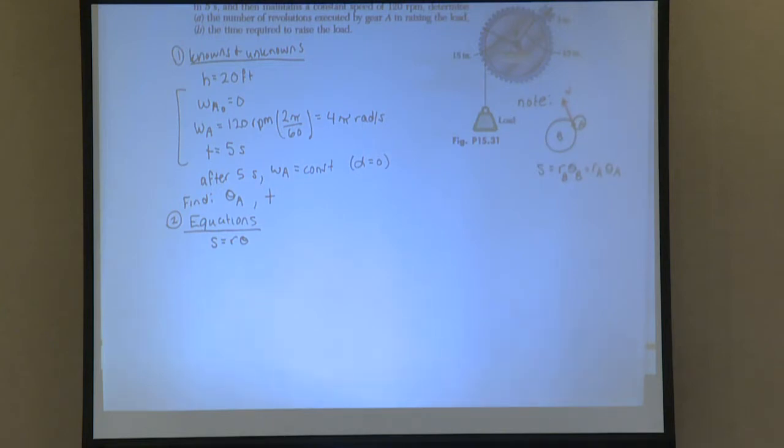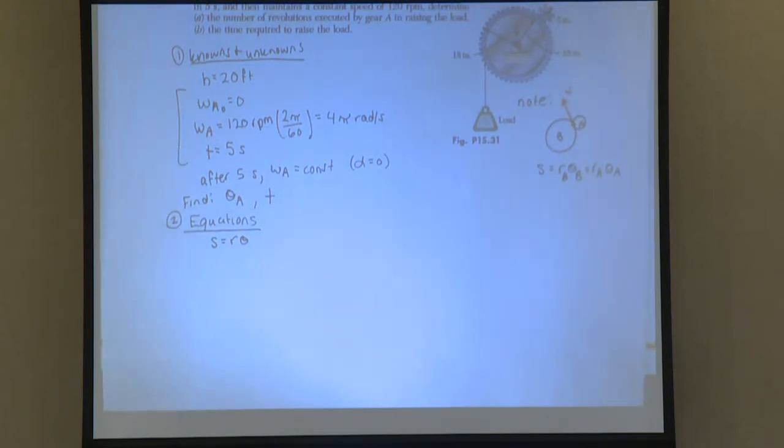We're told for the first part of the problem that A is going to start from 0 and accelerate uniformly to 120 RPM in 5 seconds. Is there any information from that that I'm missing? You guys can shout it out. Good, the acceleration. So we need to find some way to get that alpha that's causing it to accelerate.